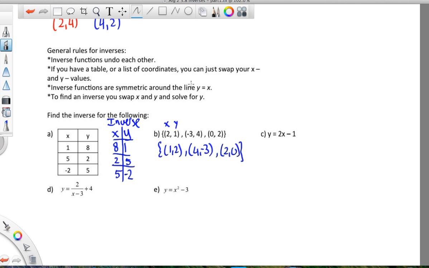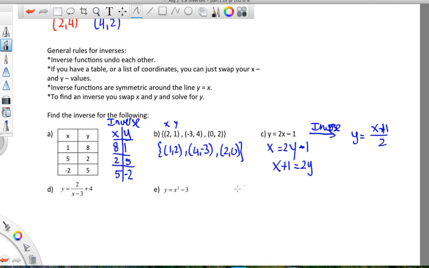And then to find an inverse, you swap x and y and solve for y. So to find the inverse here, you swap your x's and your y's. Wherever you see a y, you write an x. Wherever you had an x, you write a y. And now to find the inverse of this function, you solve. So you would write x plus 1 is equal to 2y. Divide by 2. So the inverse of this function would be the function y equals x plus 1 divided by 2.